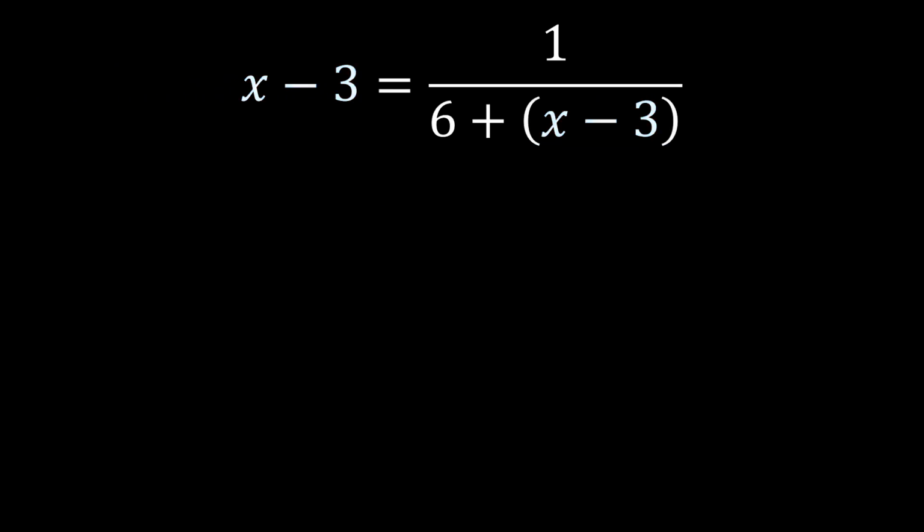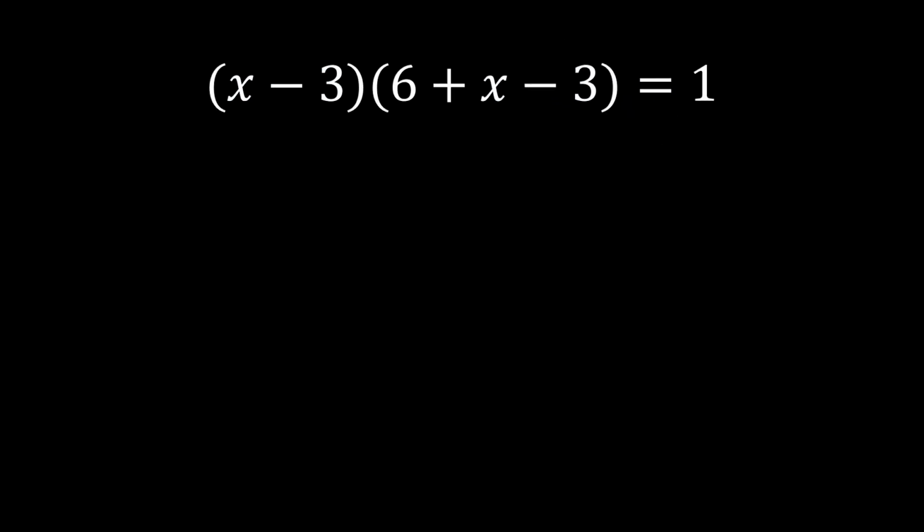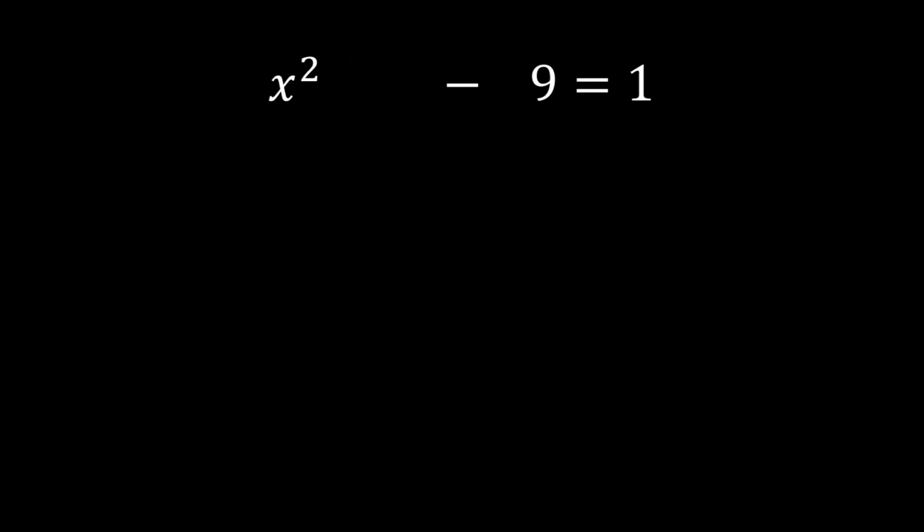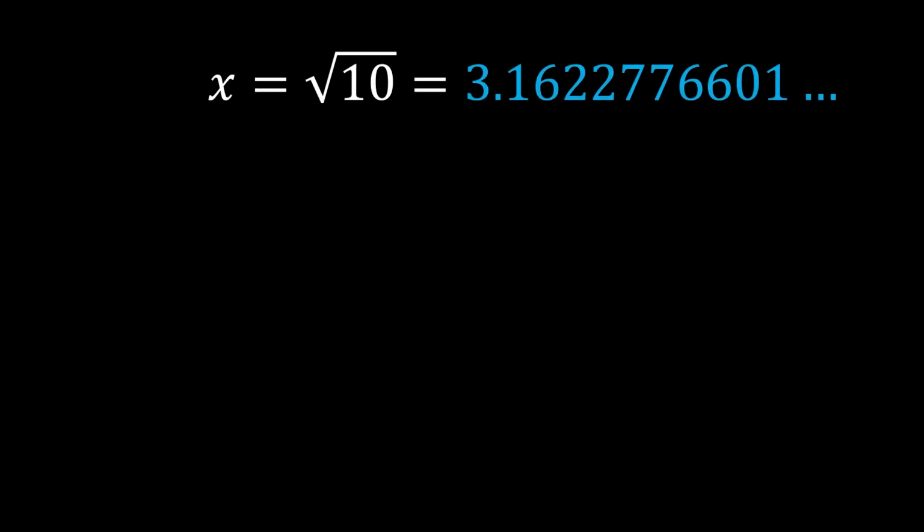Now it's just a matter of doing some algebra and solving for x. Solving for x gives the square root of 10, which we can verify does equal the decimal we started with.